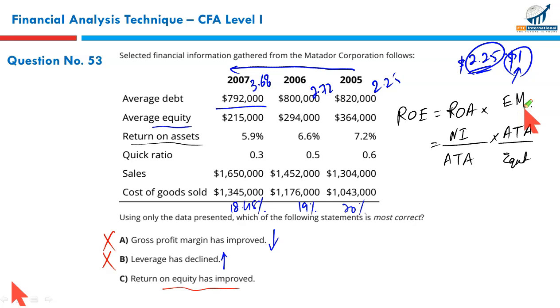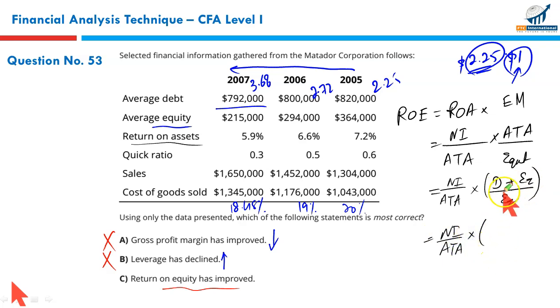Do we have it here? We can calculate it this way as well. Let us just derive it further into another domain. Net income upon average total assets. Average total assets mean debt plus equity, right? Upon equity. Average total assets mean average debt plus average equity. Debt plus equity upon equity. So it is equal to debt upon equity plus equity upon equity. Equity upon equity is just 1. Debt upon equity we have already calculated. The leverage.